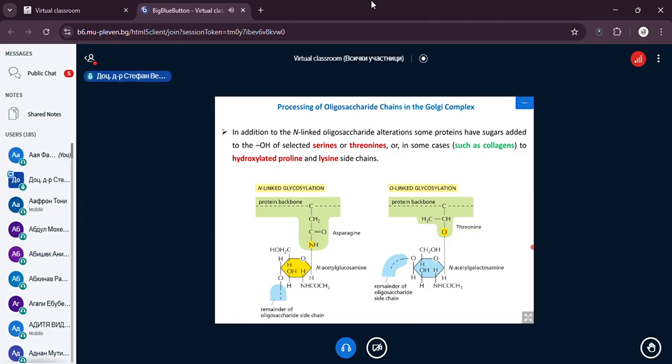So, N-linked is to the amino group of the amino acid asparagine, and glucose residues are added to this amino group. O-linked glycosylation happens on a hydroxyl group of some of the amino acids, either serine, threonine, or in the proteins which will become collagens, hydroxyproline and hydroxylysine. Again, hydroxylated with a hydroxyl group, and the sugar is added to this hydroxyl group. Hence, O-linked and N-linked glycosylation.